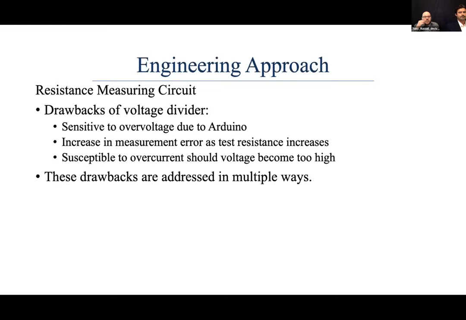And then our next drawback is that as the resistance of the insulation we're testing increases, we get an increase in the error. That is due to the limited amount of data points that an Arduino can use. The Arduino operates on a 5 volt reference, so with only about 1,024 data points within there, as the resistance of our measurement goes up, the difference in resistance in each data point becomes higher, which leads to more error.